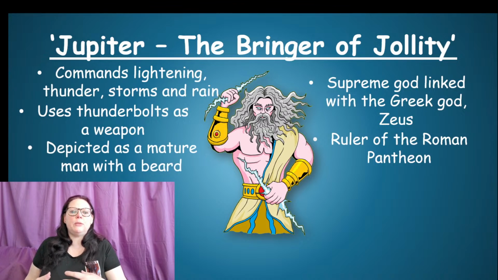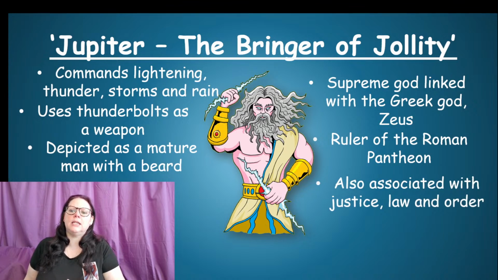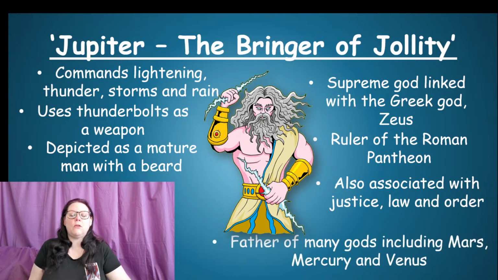And he's very often depicted as a mature man with a beard. He can also be seen sometimes wearing a crown or a laurel wreath. And he's also associated with justice, law, and order. He's the father of many of the Roman gods, including Mars, Mercury, and Venus. So there is a huge amount there.